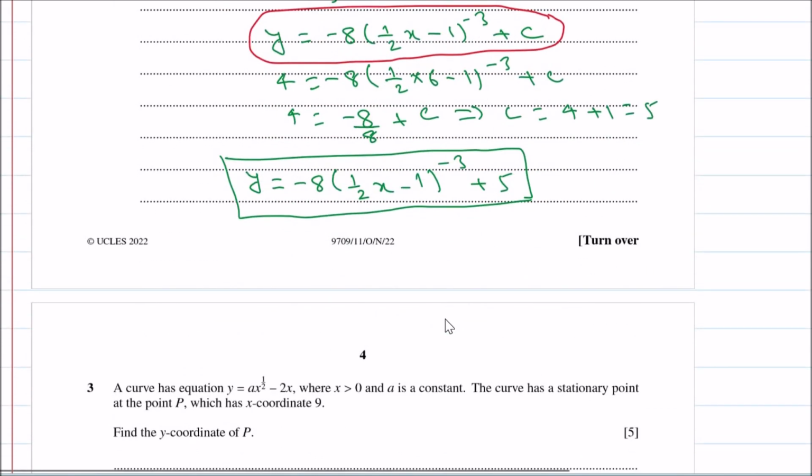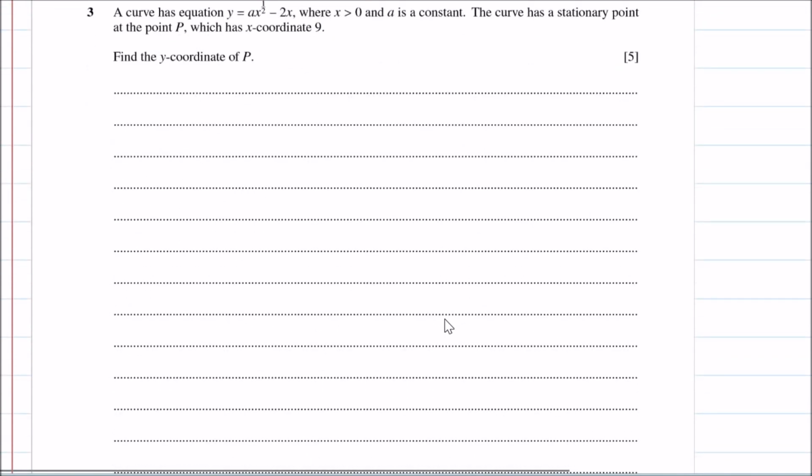Let's take the next question now. Question number 3. A curve has equation y equals a x to the power half minus 2x, where x is greater than 0 and a is a constant. The curve has a stationary point at the point P, which has x coordinate equal to 9. Find the y coordinate of P. So we can find the y coordinate here if we have the equation of the curve. The equation of the curve is given, but we have a constant a which is not known. So actually they are asking us to find the value of a first.